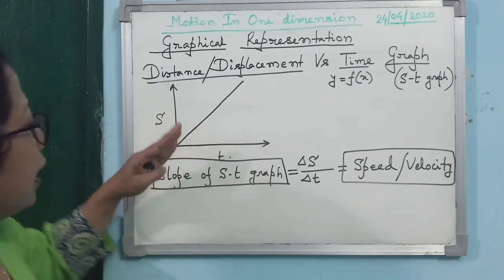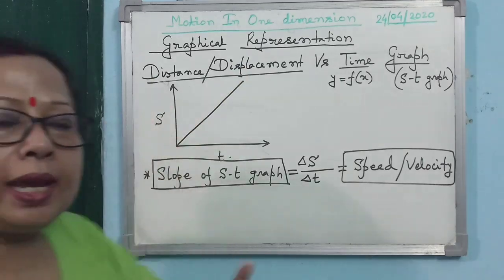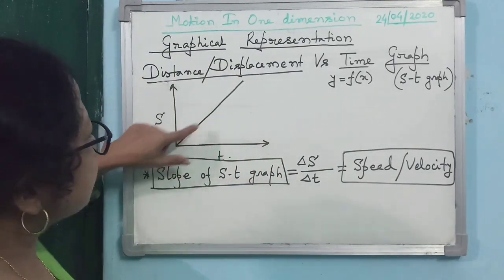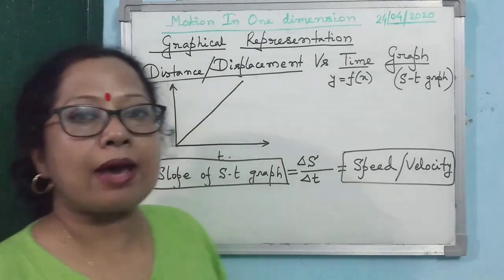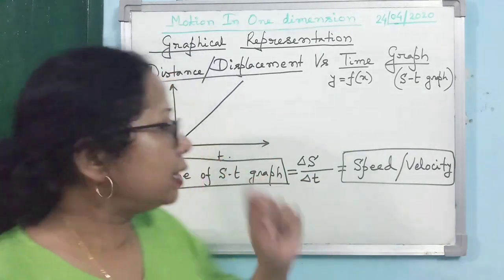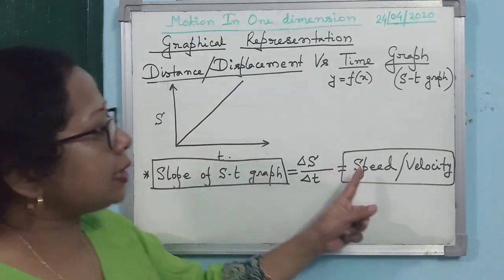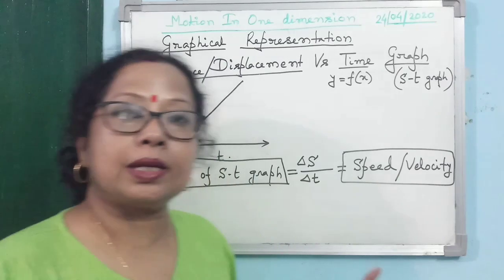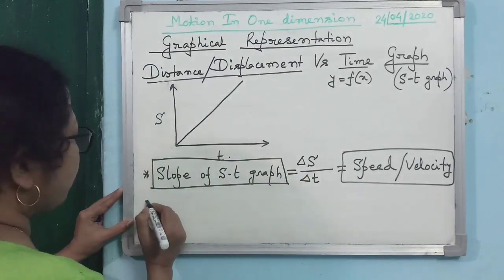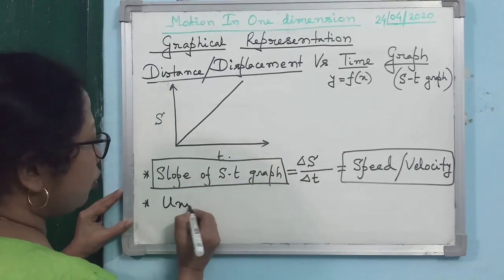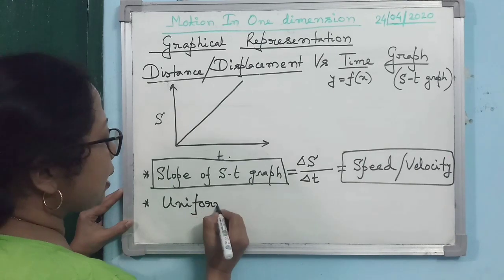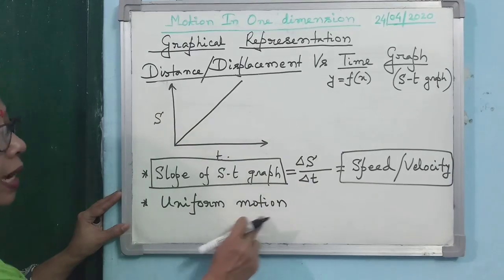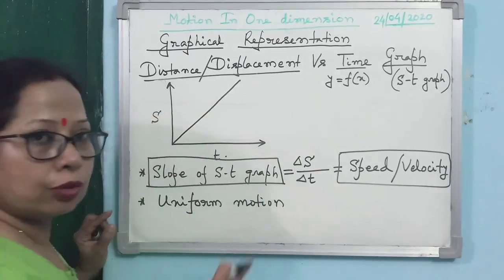Then here, if there is one line, it has only one slope. Clear? So when the ST graph is a straight line, how many slopes does it have? It has one slope. Means it always has the same speed or velocity. Clear? So when the velocity or speed is constant, what kind of motion is the body having? Uniform motion. So what is the next conclusion? You can draw from this graph that it represents a uniform motion.